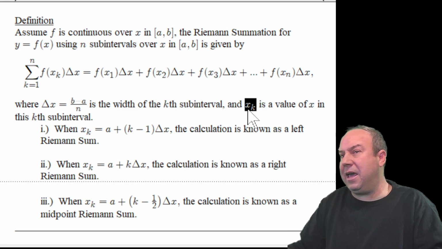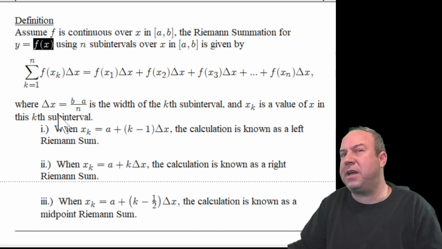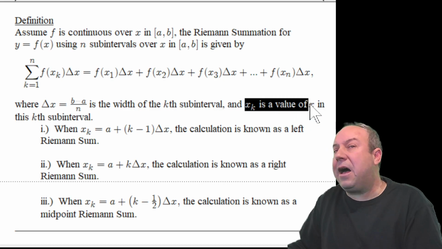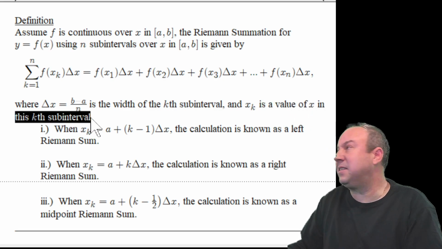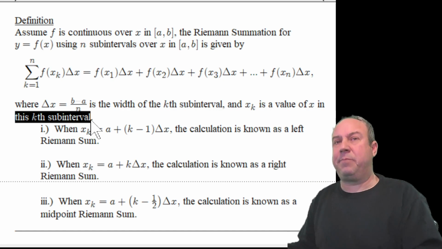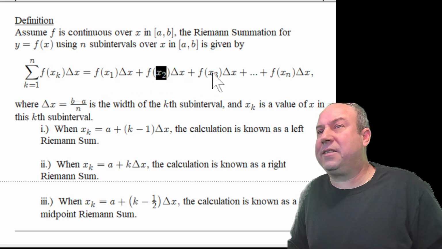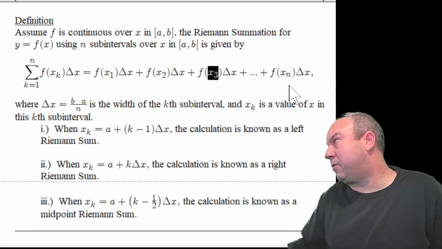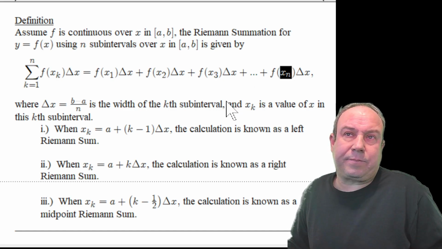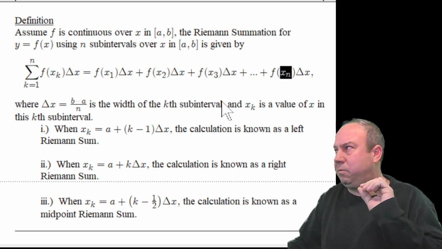And x sub k, this value x sub k that we use inside of our function as an output, as this independent value, is a value of x that happens to exist in this kth subinterval. It's just a generic way of saying a value of x in the kth subinterval. This is a value of x in the first subinterval. This is a value of x in the second subinterval. This is a value of x in the third subinterval. This is a value of x in the nth subinterval. Where you can use any value of x you want.